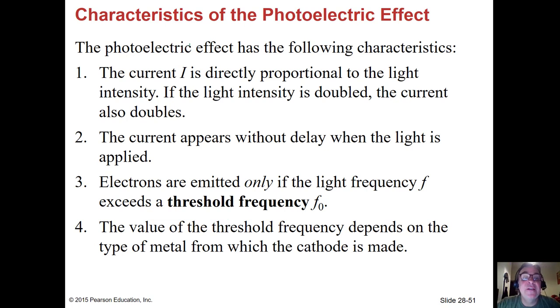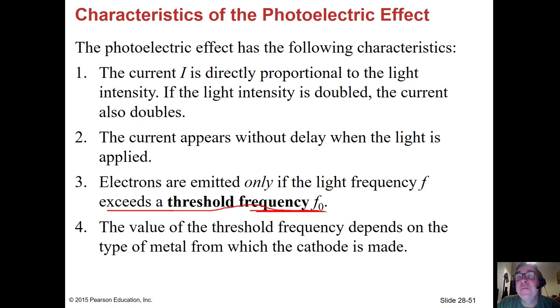So here's a few things about the photoelectric effect. The current's directly proportional to the light intensity. So if the intensity doubles, the current doubles. So intensity means you shine more of it on there. The current appears without delay when the light is first applied, but there is a threshold frequency. So you have to have enough energy. The photon has to have enough energy to liberate an electron. If it doesn't, nothing happens.